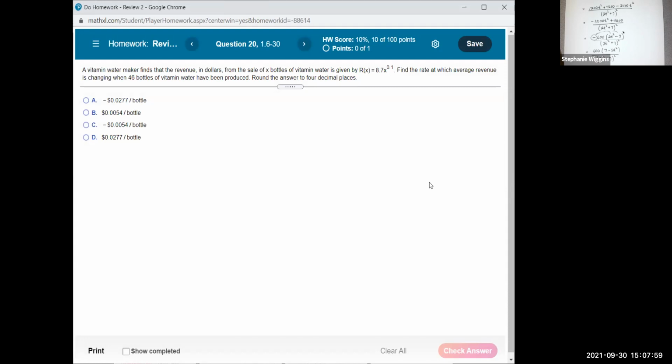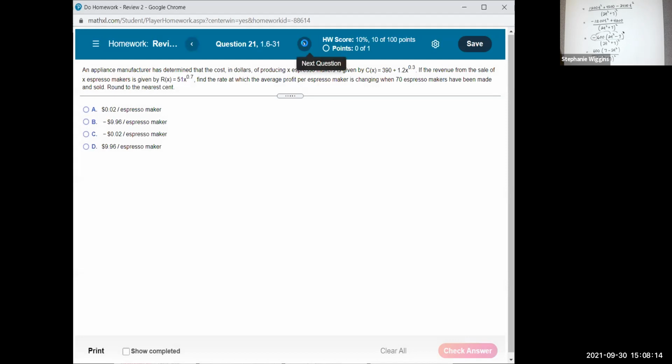Okay. These two problems got in by mistake. We did not cover these. And so I am going to just skip over 20, 21. I think I'm just going to remove them from this assignment. I did not intend to put these in here.